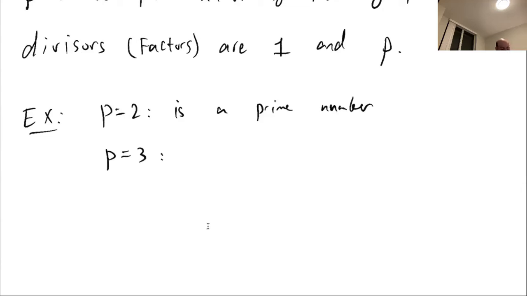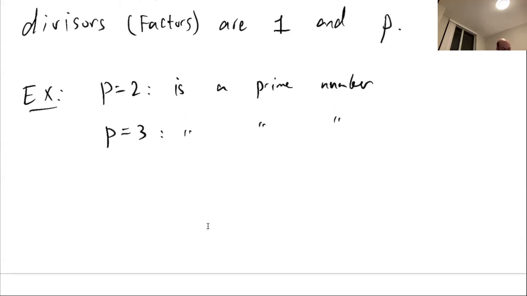P equals 3, again, a prime number. The only factors are 1 and 3. P equals 4, not a prime number.